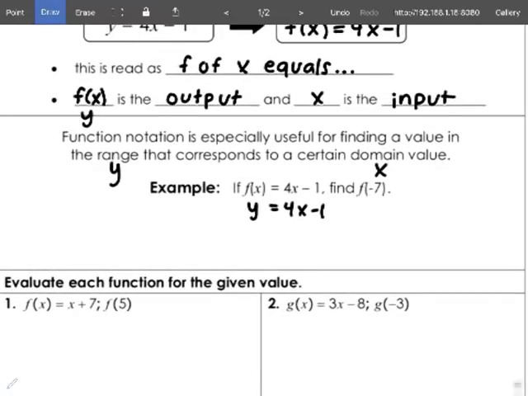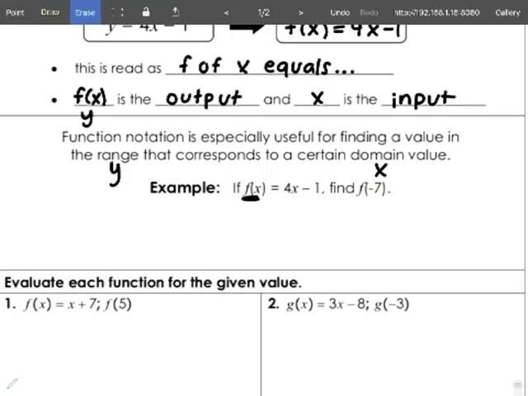So in this case, I'm going to erase this so I have more room, but that's the same thing as y. In this case, this is saying f of x, right? That's this piece, f of x. Notice here, what did they replace the x with? They replaced the x with a negative 7, right? This negative 7 is in place of x in f of x, right? You see that? So we're going to plug this negative 7 in for every x that we see in our equation.